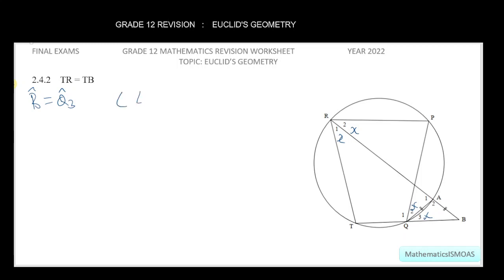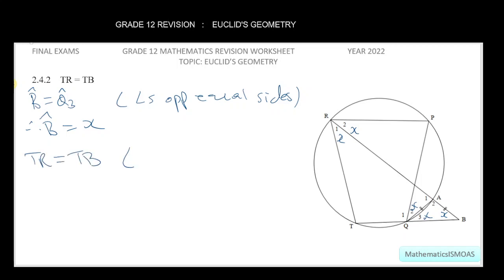And the reason, these are angles opposite equal sides. Then you can conclude to say angle B is equal to X. Now again, going back to triangle TRB, we see that R1 is equal to X, angle B is equal to X. Therefore, we can now say what? TR will be equal to TB. Why? Because these two sides of triangle TRB are sides that are opposite equal angles.